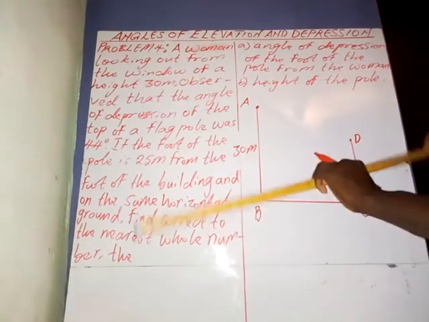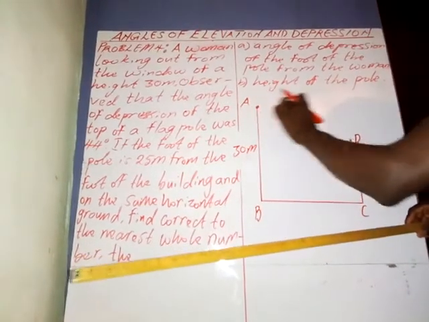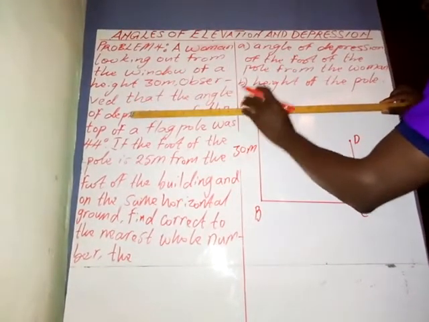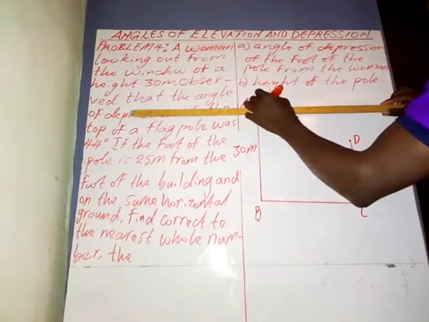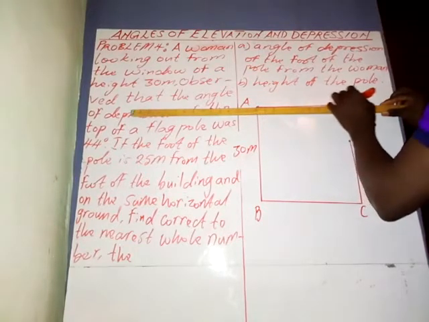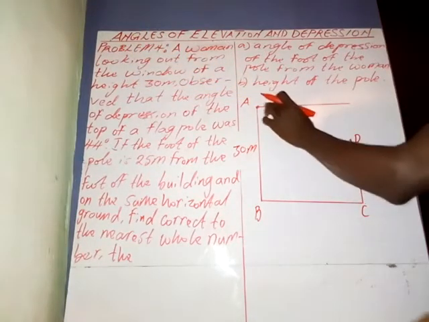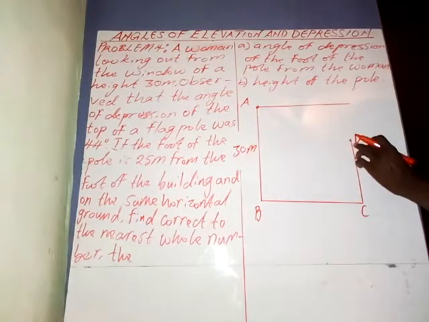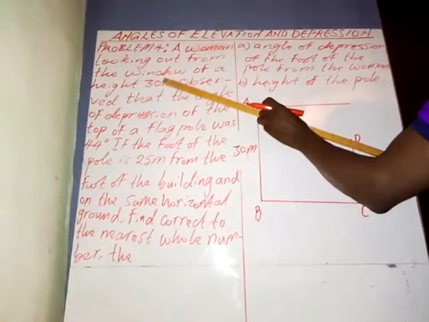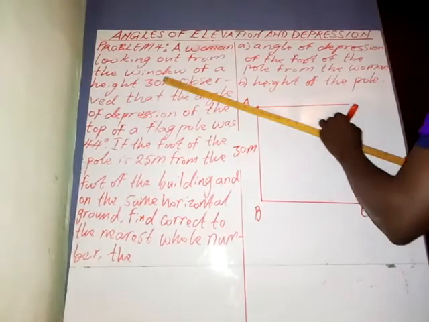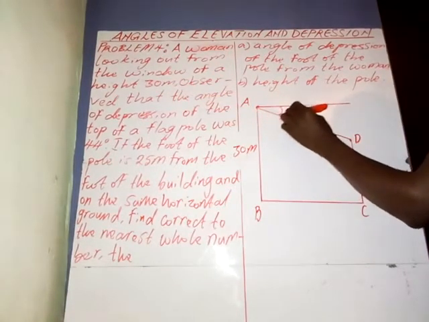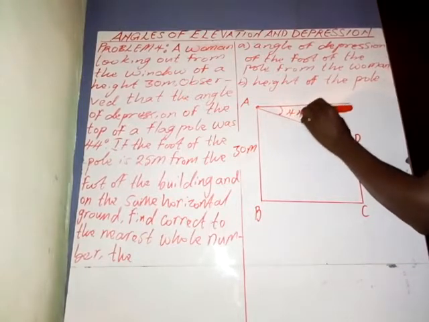Now, the woman is supposed to be looking in a straight direction like this. This is the normal line of sight. But she was looking at the top of the flagpole. So she makes an angle of 44 degrees with her normal line of sight, an angle of 44 degrees to this horizontal line.